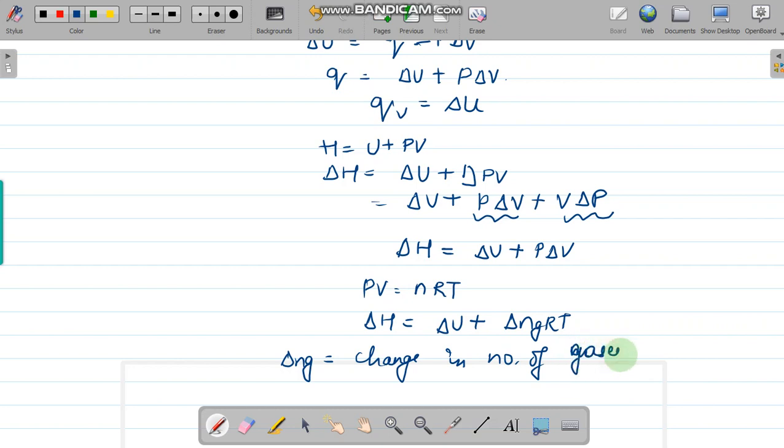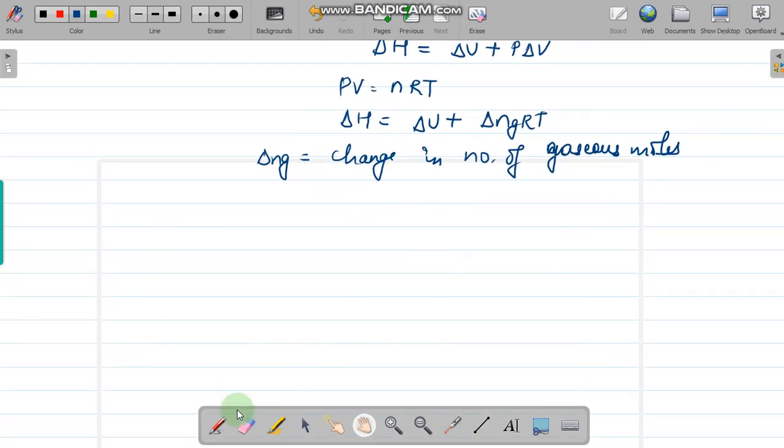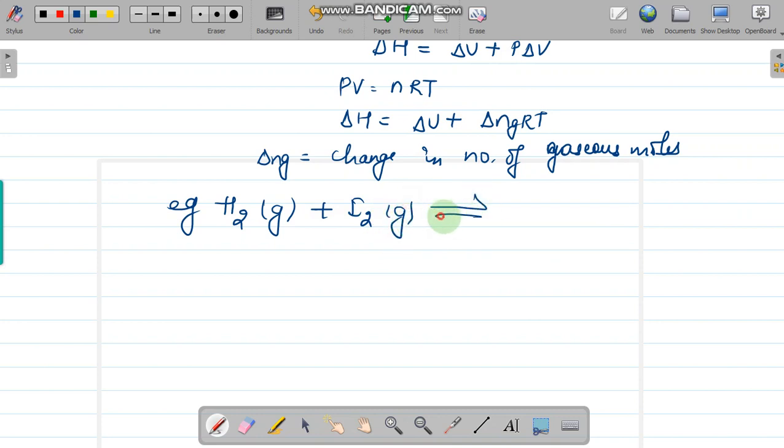Here delta Ng is the change in number of gaseous moles. Okay. Let's understand it with an example. For example, we have H2 gas and I2 giving hydrogen iodide in gaseous form. What is the change in the number of moles? Over here we have 1 and 1, and on the right-hand side 2 moles. 2 minus 2 is 0.